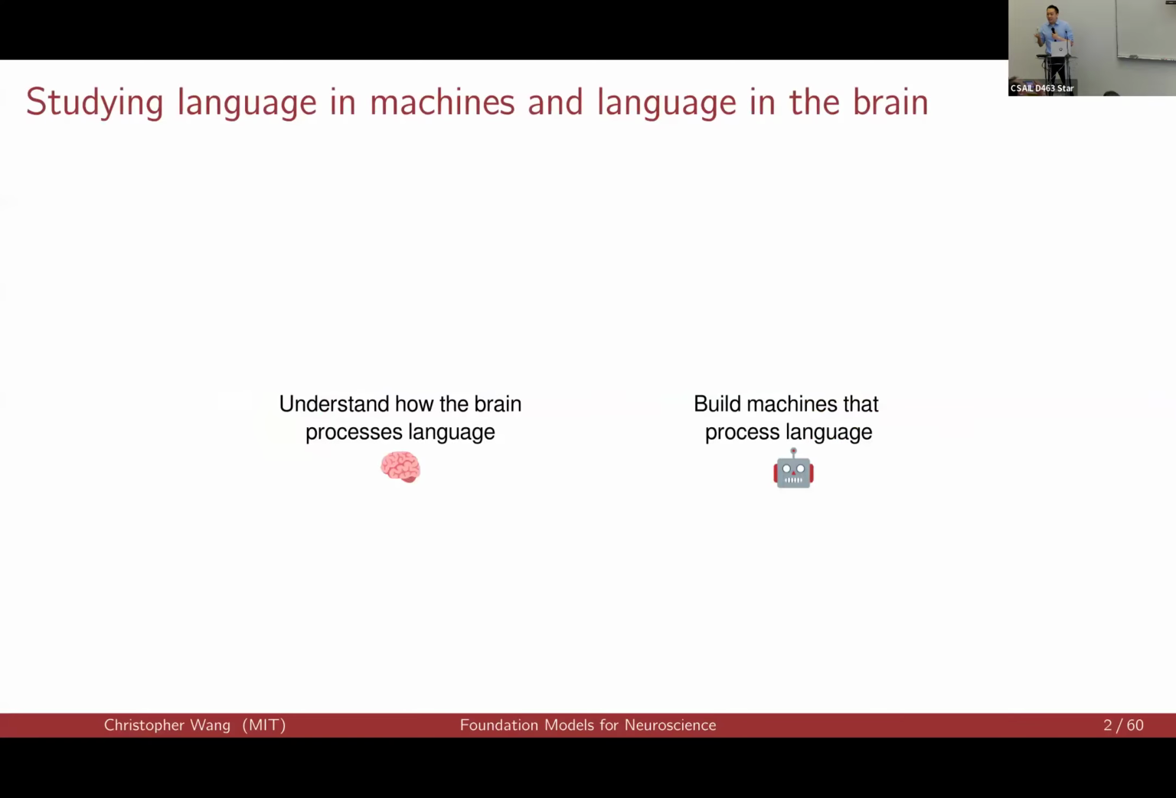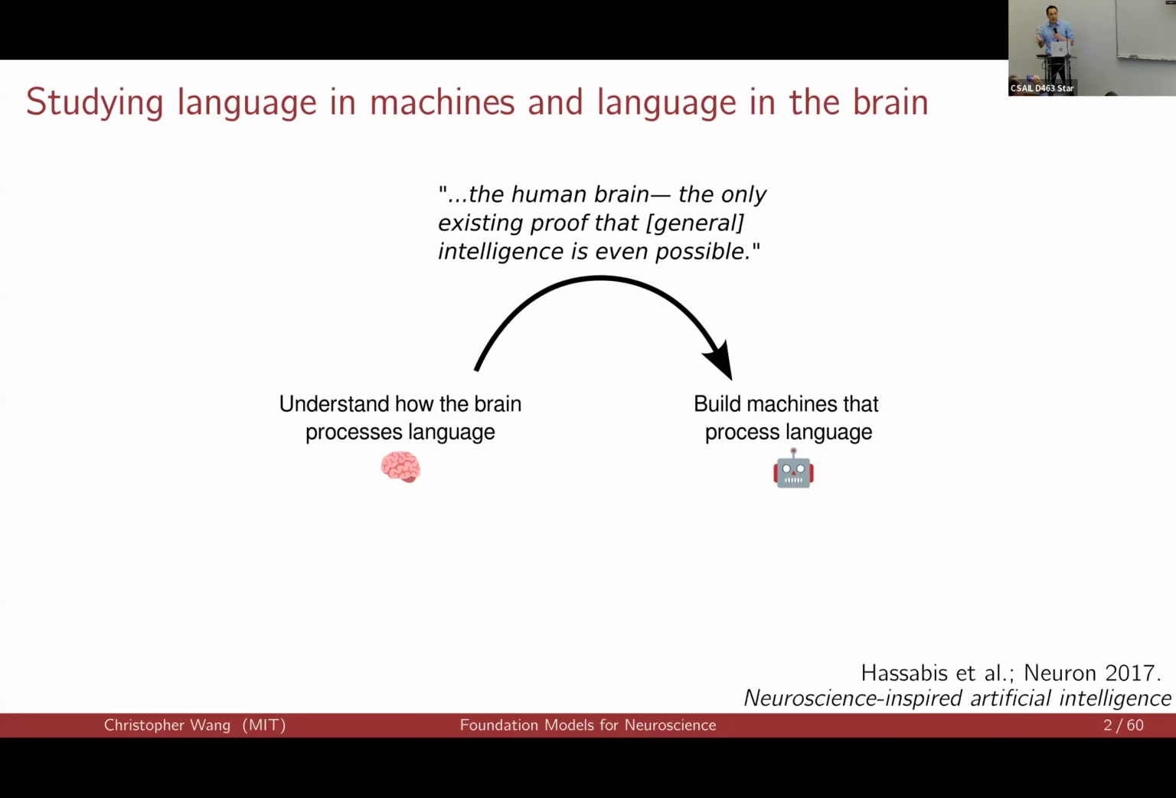If I were giving this talk 10 years ago, I would have started by saying that the brain is the only thing on earth that can process language. And if we ever want machines that can process language, we're going to need to understand how the brain works first. This really was a common sentiment 10 years ago. Demis Hassabis, the co-founder of Google DeepMind, writes that the human brain is the only existing proof that general intelligence is even possible.